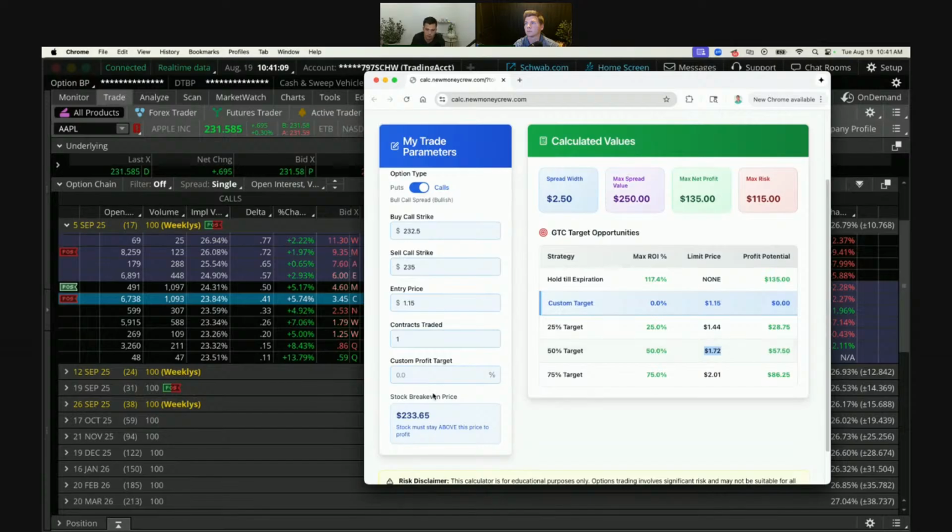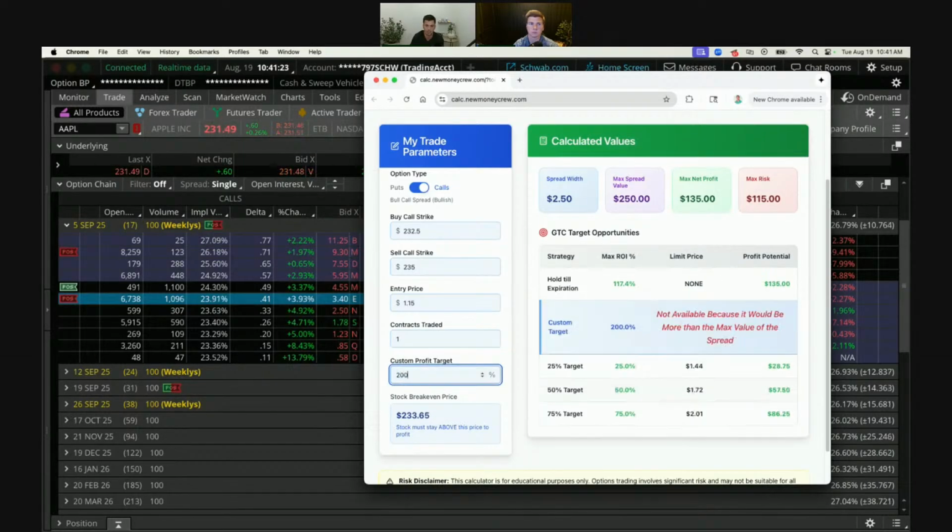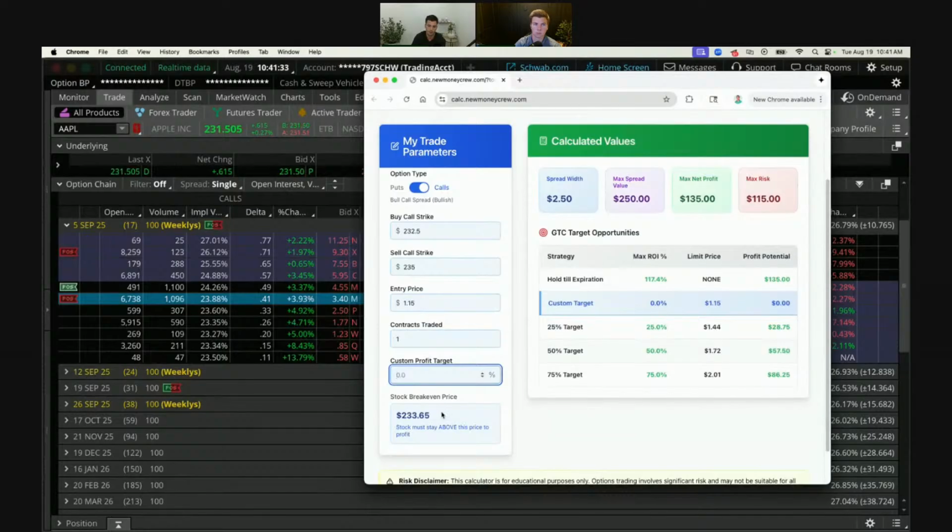If I wanted to go for, I'm just going to make this up, a 30% target, type whatever you can imagine in there. Again, this custom target line does that for you. Set your limit price at 149, good till canceled. Now, if I'm super crazy and say I want a 200% target, the calculator is smart enough to know that's not possible because our max ROI is already defined right here. So you can't get any higher than that. But when you're within range, it'll give you the exact price to set. Very cool. All done for you.